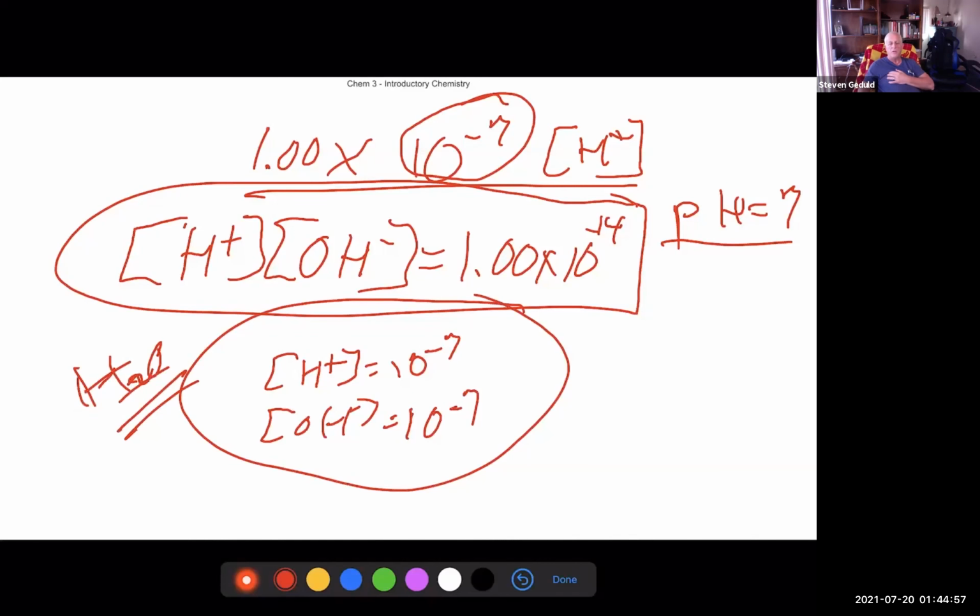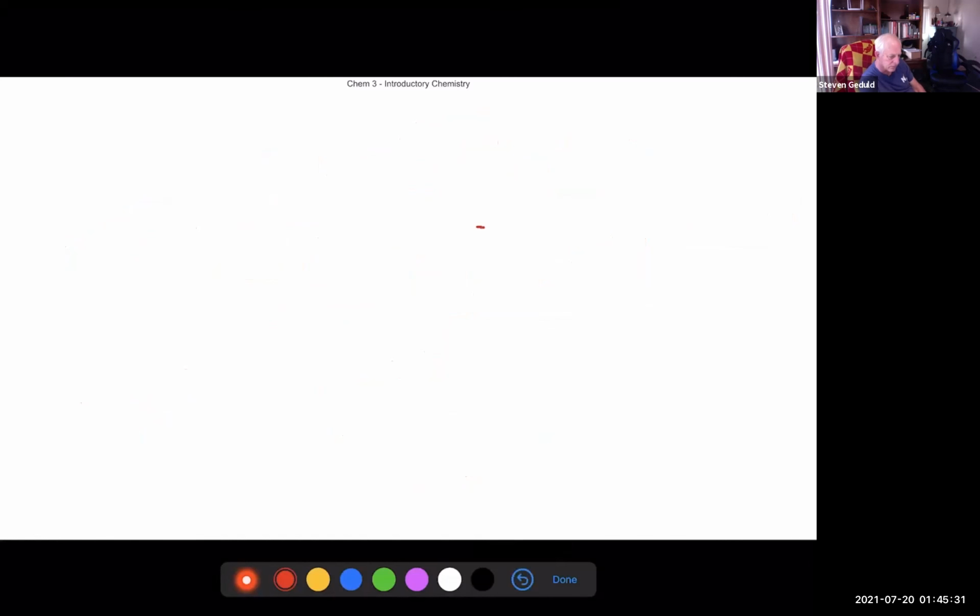So if you know the H plus concentration of a water solution, you can calculate the OH. If you know the OH concentration, you can calculate the H plus concentration by the relationship that H plus times OH minus is always going to equal 10 to the minus 14. So if the H plus concentration is 10 to the minus 3, is it acid or base?